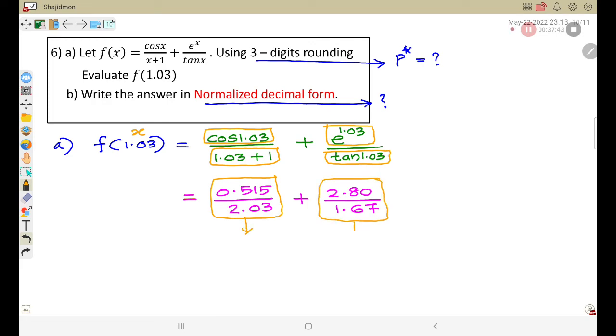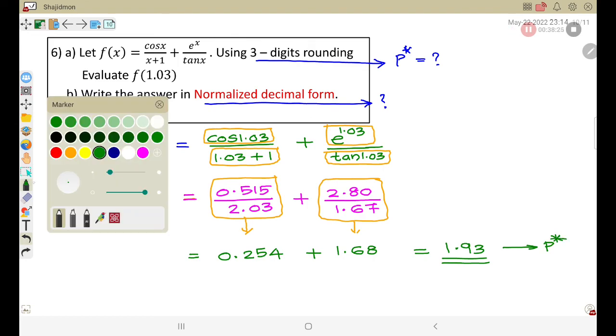Now again we will do this one separately, check what the answer is, with 3 digits rounding. First, 0.515 divided by 2.03, the number will be 0.254, plus 2.80 divided by 1.67, which is 1.68. Now you can check the total, what is the number: 1.93. This number we call the approximate number or P star value. P star value is 1.93.